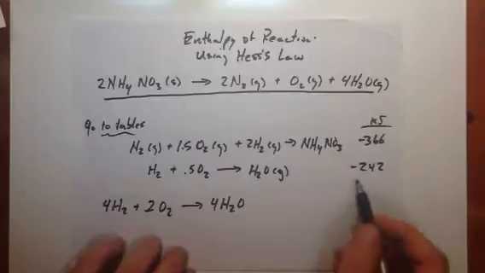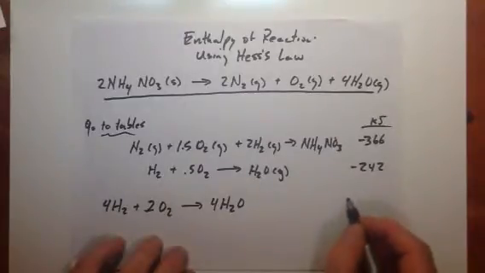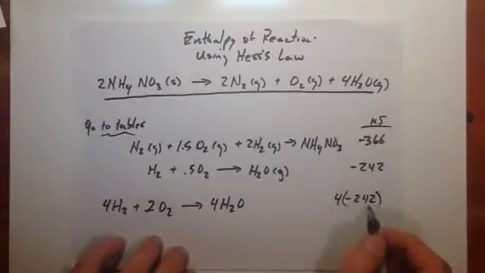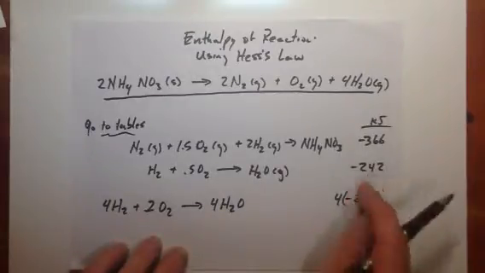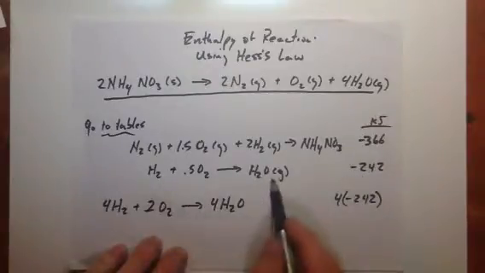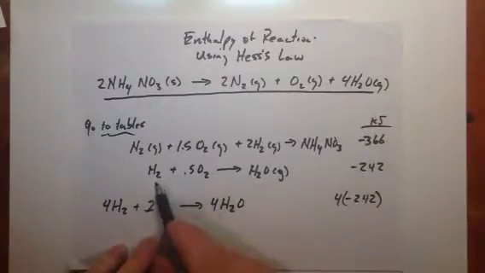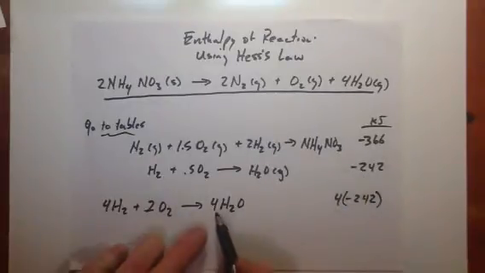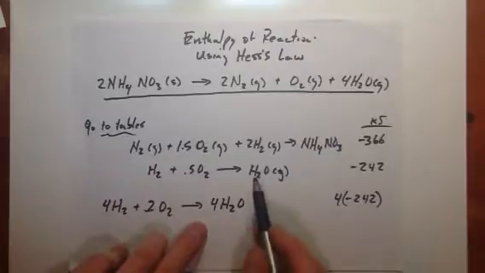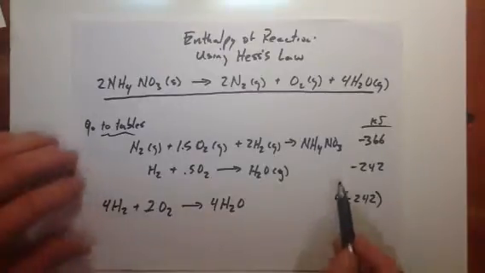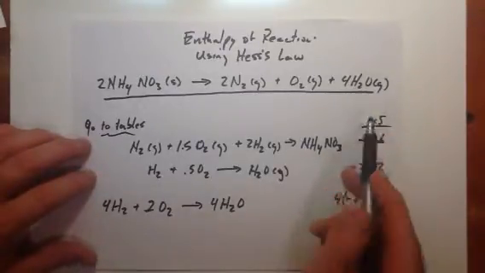What we're going to have to do now is multiply 242 times 4, minus 242, meaning it gives off heat. The enthalpy of formation from the elements to make water is minus 242. But to make 4 moles of water instead of 1 mole of water, we need to multiply the heat of formation of water by 4. Okay, so that gets us our 4 water molecules on the right.